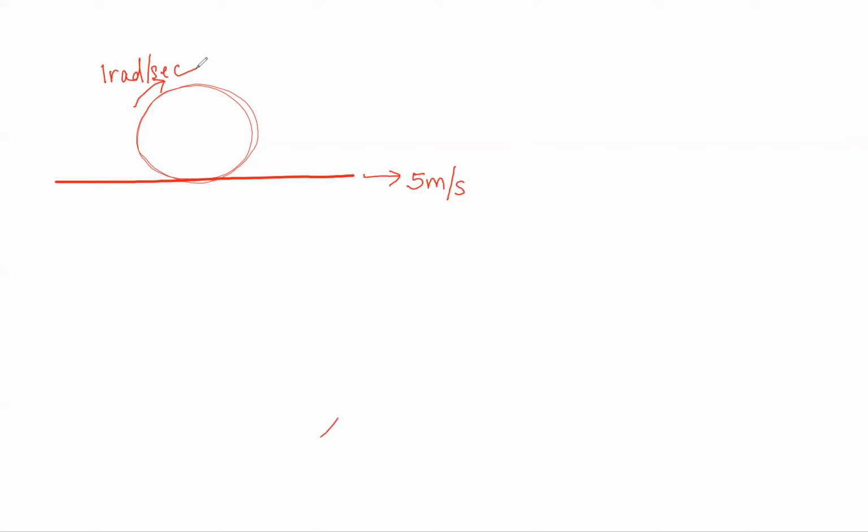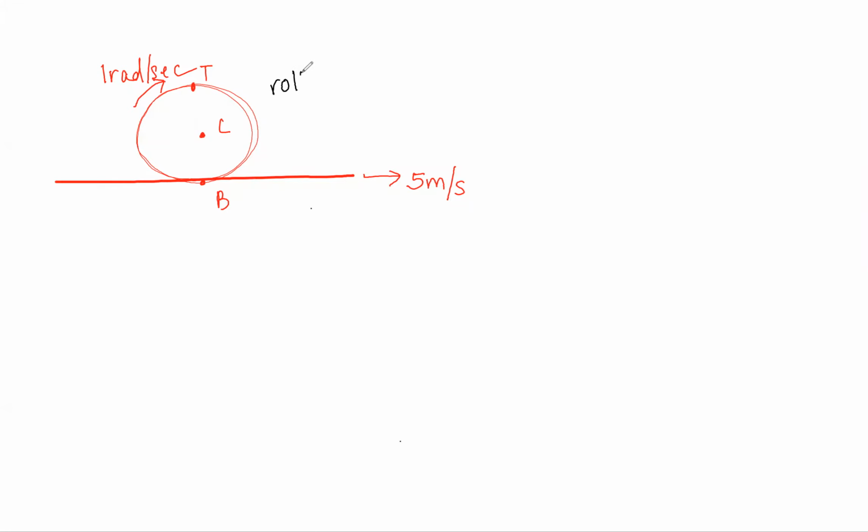So there are 3 points on this wheel. There's the top point of the wheel. You know this thing, right? Top, center, and bottom. There are 3 points on the wheel. That is the way I call it. You can call it A, B, C. It's up to you. All you have to do is find out the velocity of each of these points. What is the velocity of the top? What is the velocity of the center? And what is the velocity of the bottom of the wheel?